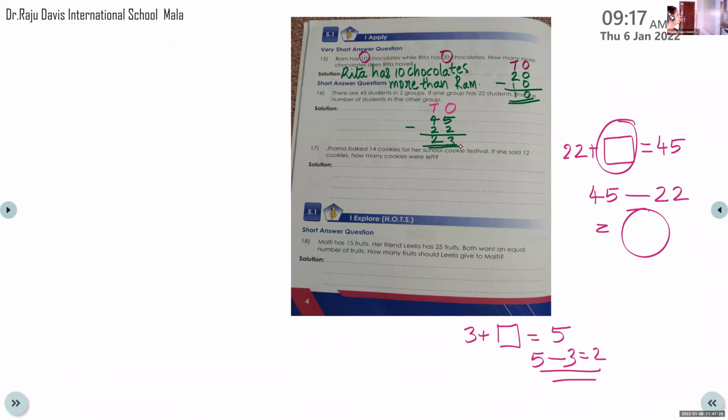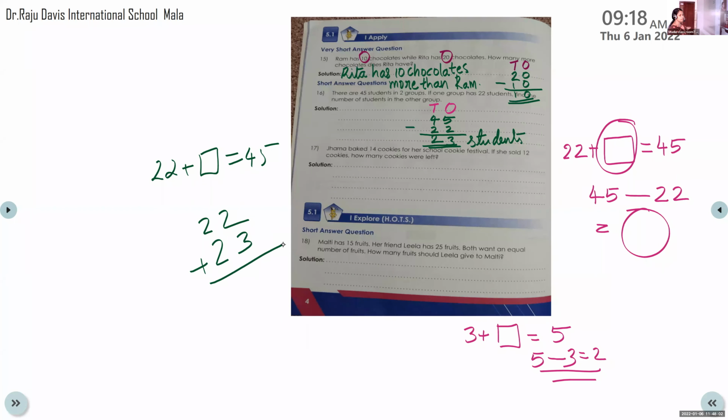So, the other group has how many students? 23. Very good. See, 23 students. Just 1 minute. If you want to check, we can check it also. Please listen. I said 22 plus one number, we don't know that number, that is equal to 45. Let's see, is it 23 itself or not? I'm adding 22, one group, and another group, 23. Now I should get the total number 45.